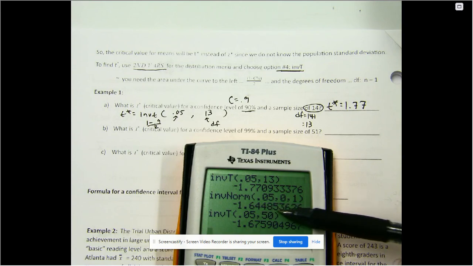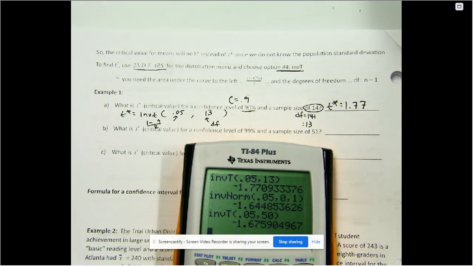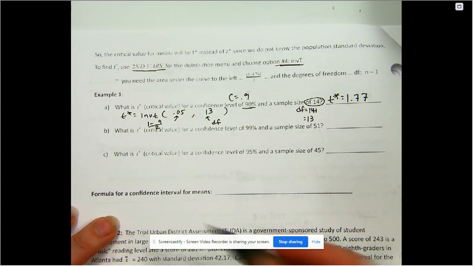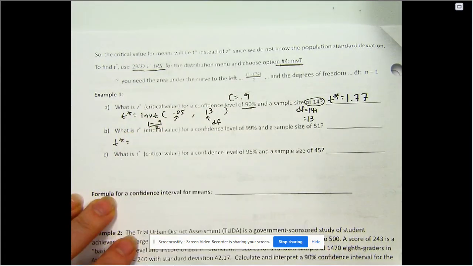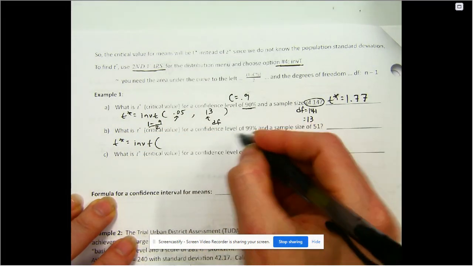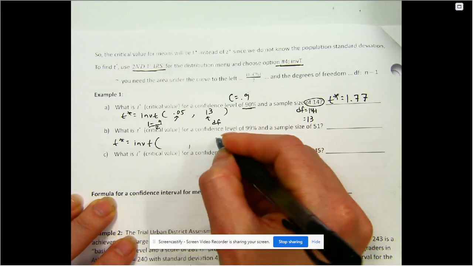So it's going to get closer and closer to z-star as our n gets larger. All right, so let's go ahead and do the next 2. So our t-star equals inverse t, and we're going to need area to the left and degrees of freedom.